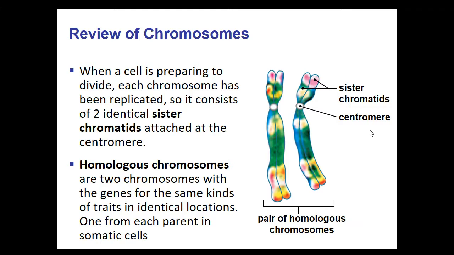But this word homologous, I don't think we've used this word before in this class. Chromosomes are in pairs. So you have 2 number 1 chromosomes, 2 number 2 chromosomes, 2 number 3 chromosomes, and so on. And those pairs are just called homologous. So if these would be the 2 number 1 chromosomes, we would call them a homologous pair.